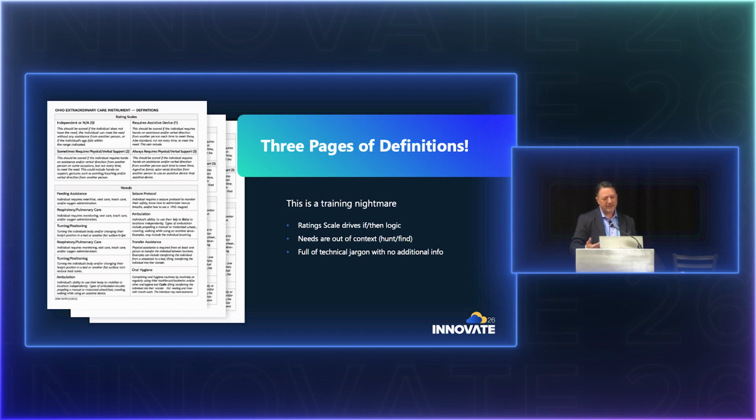So this means the whole rating scale is driving some if-then logic. The needs are completely out of context when you're searching through these 3 pages. You have no idea that this is actually linked to this. You have to hunt and peck. And then there's a lot of technical jargon with absolutely no additional information about what some of these terms mean.